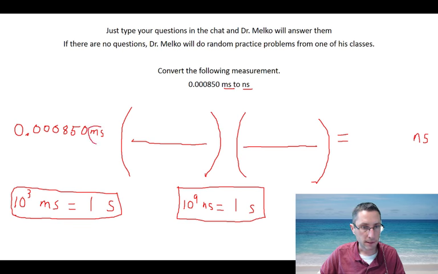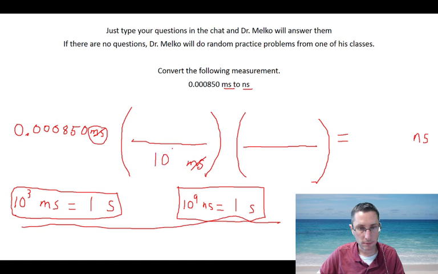I look at this milliseconds here. I want to get rid of this unit. So if milliseconds is up here, I better have a milliseconds down here immediately to cancel it out. So I'm just going to write milliseconds and know that it's going to cancel that milliseconds. What goes next to milliseconds? Well, I look at my unit factors down here, and I see I have a 10 to the 3 next to milliseconds. I'm going to write 10 to the 3 milliseconds, and the other half of my unit equation down here, 1 second.